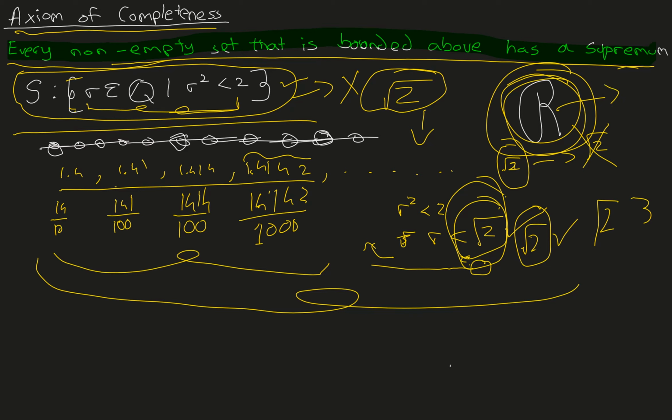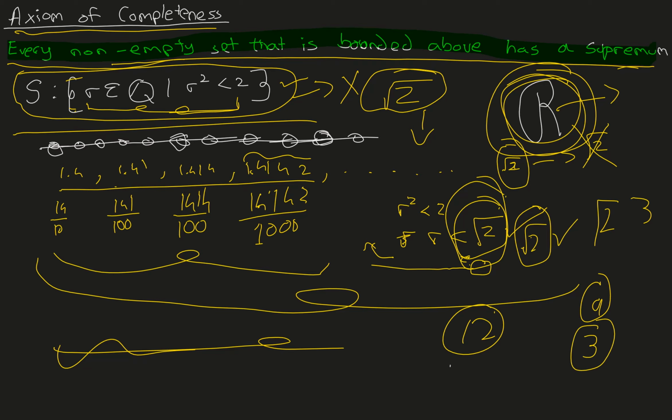So remember the first 12 axioms that we did: the first 9 were the field axioms, then the next three were the order axioms. The first 12 axioms gave us the rational number system.